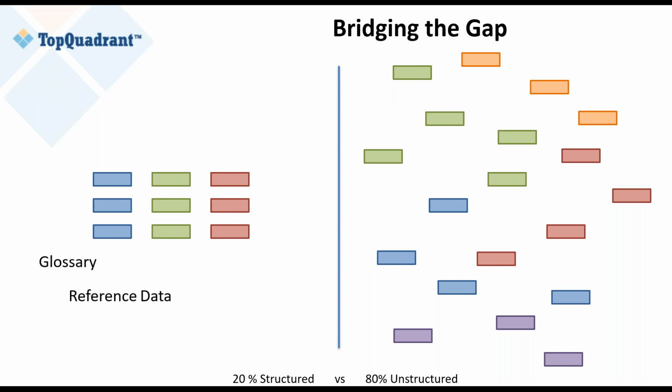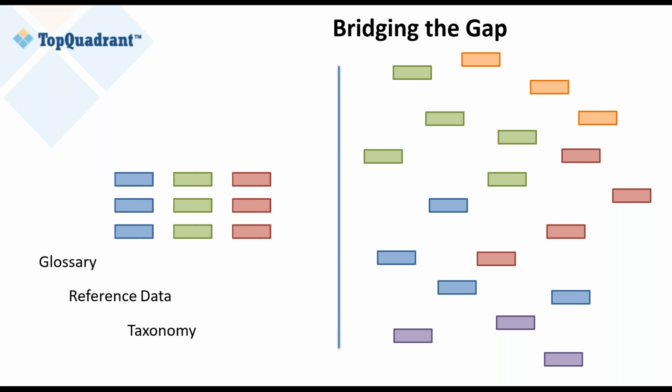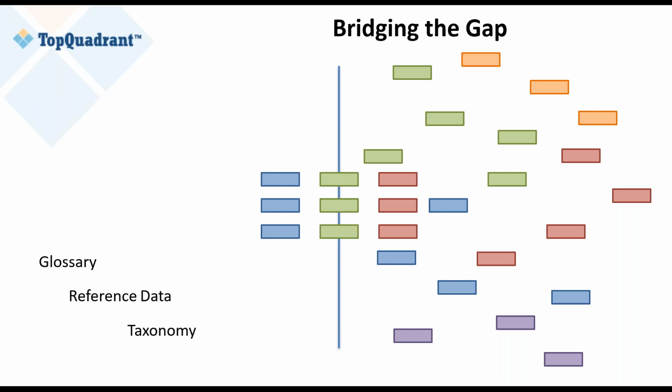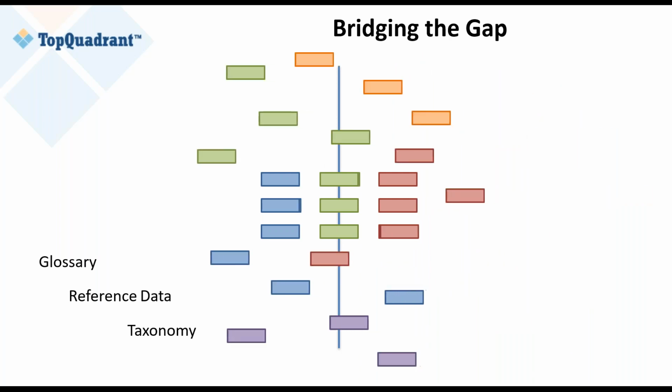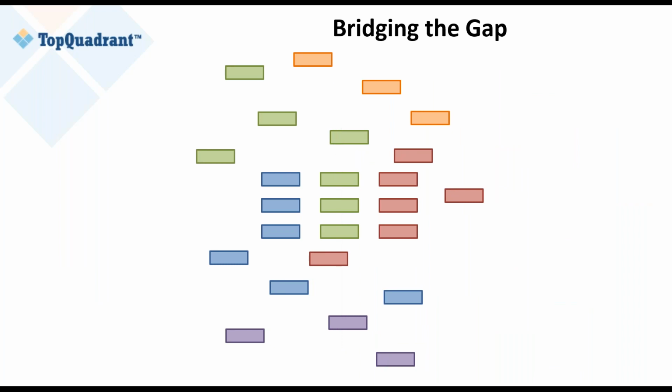So if we take a deeper look at the content on the left-hand side, you'll find things like glossaries, reference data or code sets, and taxonomies. And we can leverage that. We can take advantage of that kind of content to start enriching and bringing meaning to the content on the right-hand side. So that's the trick to start bridging the gap. Once we start doing that, we can also link that unstructured content to the structured content side. And in theory, we've started to bridge the gap that exists between the two.